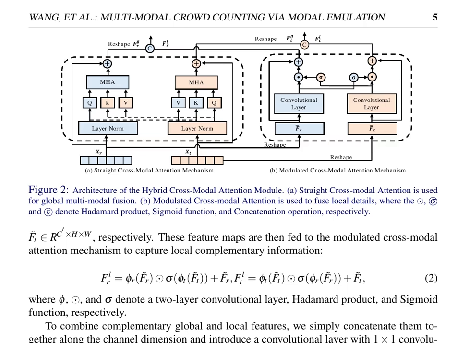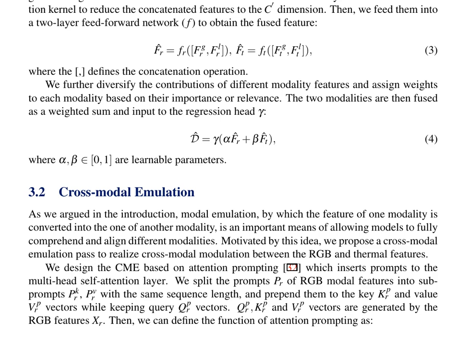It processes feature maps through Hadamard product, sigmoid function, and concatenation operations. Local features are then combined with global features through concatenation and a convolutional layer, followed by a two-layer feed-forward network to obtain the fused feature. This design diversifies the contributions of different modality features, assigning weights to each modality based on their importance. Additionally, the module incorporates a cross-modal emulation pass, inspired by attention prompting, to enable cross-modal modulation between RGB and thermal features. This innovative architecture enhances the comprehension and alignment of different modalities, leading to improved performance in multimodal crowd counting tasks.